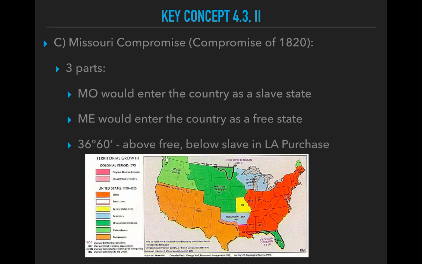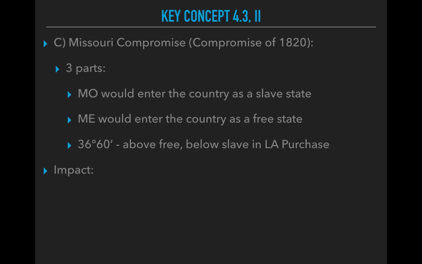And then we also have this line known as the 36-30 line, and it is right here below Missouri. Everything above this in the future, all this green territory over here, would be admitted as free. Everything below it down here would be admitted as slave states. This is the 3rd part of the compromise. Now, eventually we'll find out in period 5 this gets overturned.